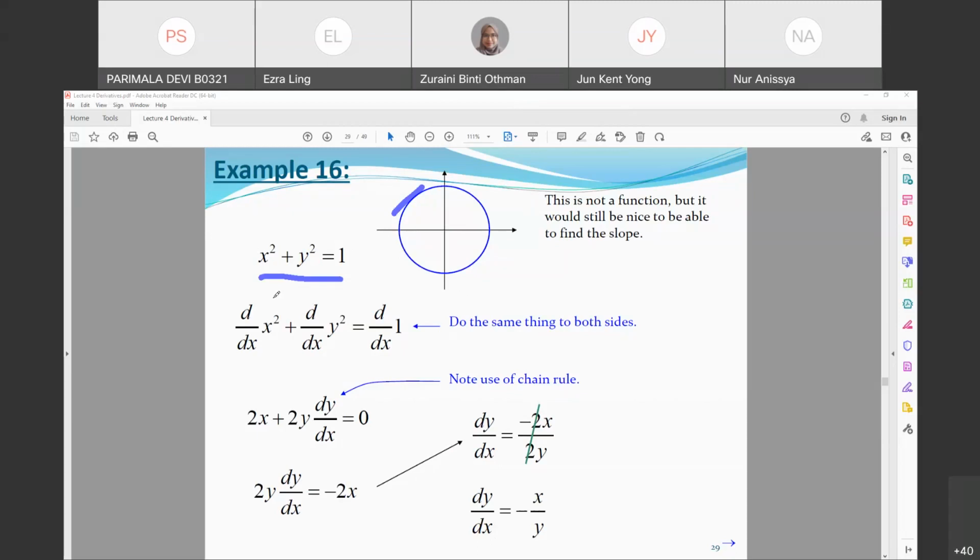Okay. So first derivative dia, kita bezakan x kuasa 2, kita dapat 2x. Kita bezakan y kuasa 2, kita dapat 2y. But remember again, every time you differentiate y, put beside it dy over dx, and 1 is constant, we get 0. Then we simplify, we solve it, we tinggalkan dy over dx as a perkara rumus, and everything we put it on the right, we get the slope is negative x over y. Okay. Any question? Ni satu soalan.